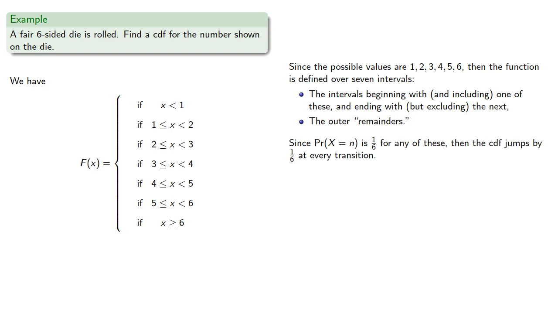Since the probability that we get a particular number is 1/6 for any of these, then the cumulative distribution function is going to jump by 1/6 at every transition. So we start at 0, add a sixth, add a sixth, add a sixth, add a sixth, add a sixth, add a sixth. And there's our CDF.